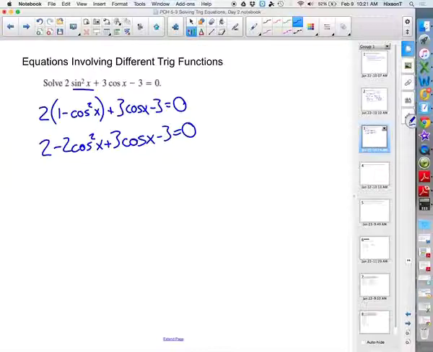Once I combine like terms here, negative 2 cosine squared x plus 3 cosine x minus 1 equals 0. What would be helpful to do?